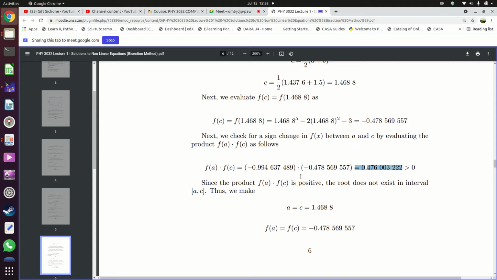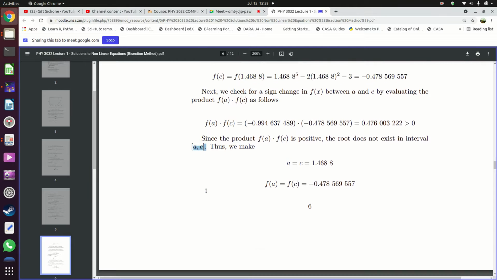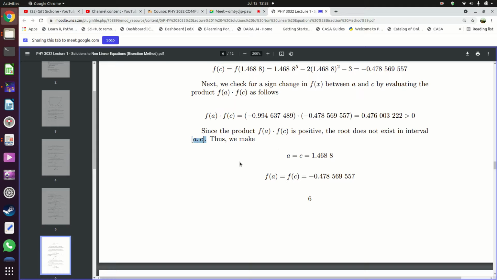So when you get a product of f of a times f of c which is greater than 0, that positive is telling you that there is no solution to this particular function between a and c. If there is no solution between a and c, then you can make your midpoint, c, become the new a, because between a and c there's nothing there.